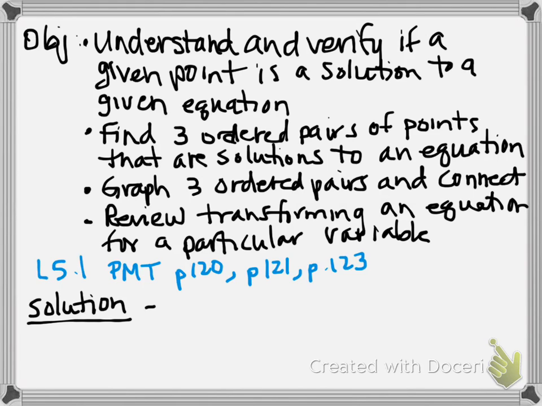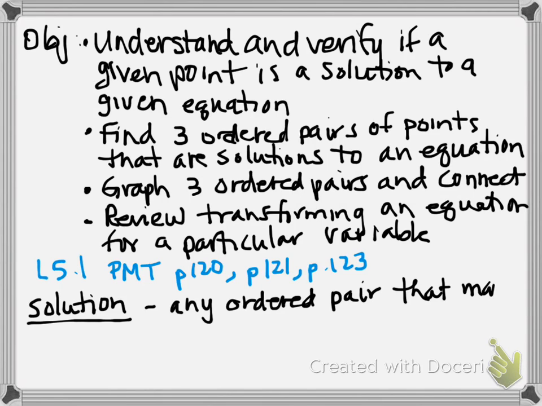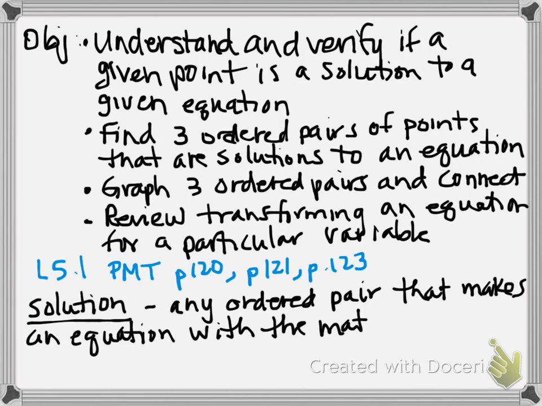So a solution is any... Now, let me ask you this. If I'm using an ordered pair, what are you going to find in the equation that we're solving? An x and a y. So we're going to have 2 different variables in our equation. So any ordered pair that makes an equation, all right, let's say it this way, in 2 variables.